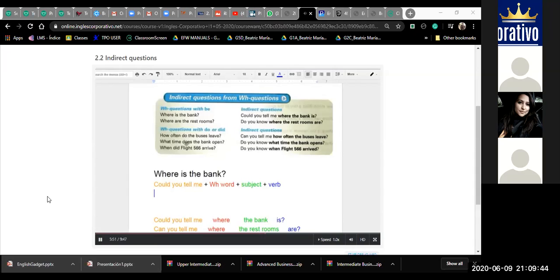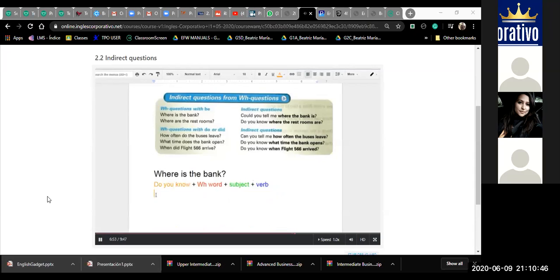What we want to do is change this question into an indirect question. And again, we can use the same pattern that you see here. I'm just going to copy this previous one so that you can see that nothing changes, or just a few things will change. So in this case, could you tell me? And we're going to use the WH word. In this case, it's going to be how often. And then that is followed by the subject, which is the buses. And then that is followed by the verb. In this case, it's no longer the verb to be, but now it's the verb leave. How often do the buses leave? Could you tell me how often the buses leave?